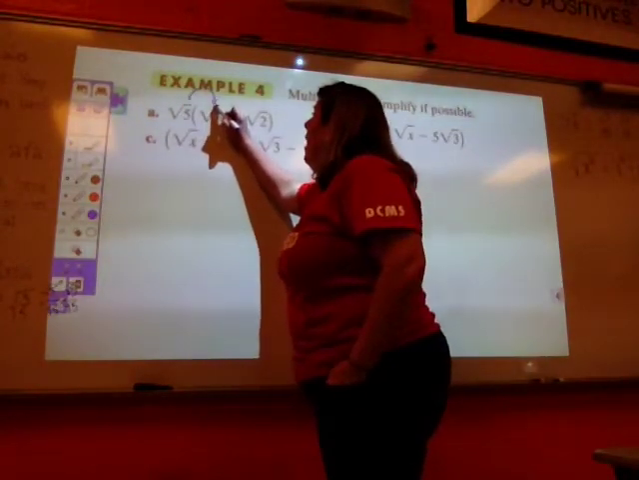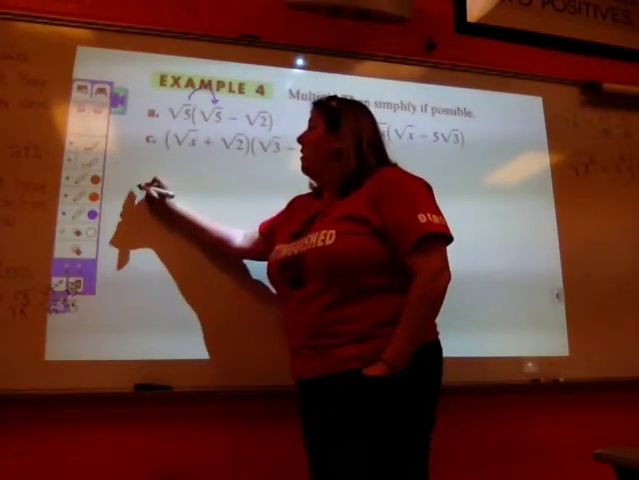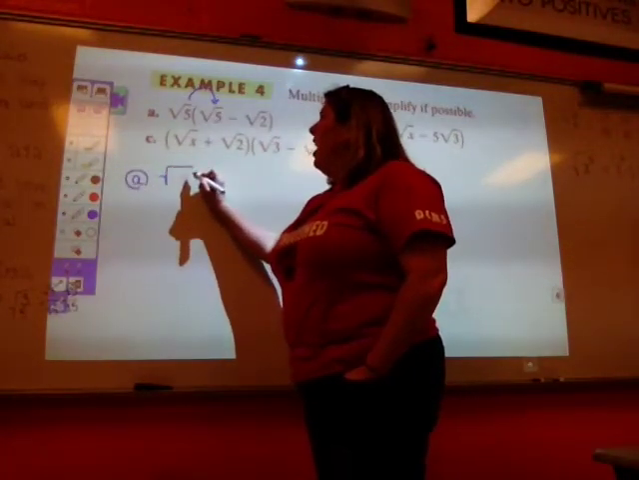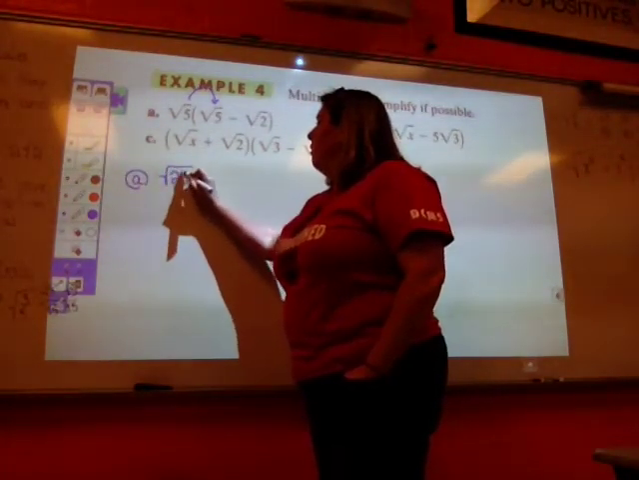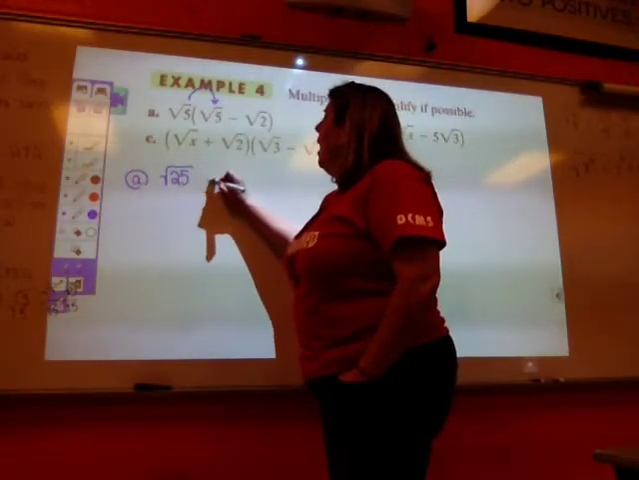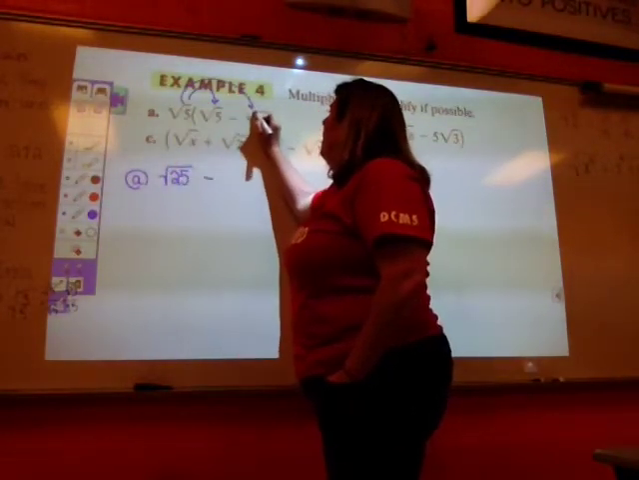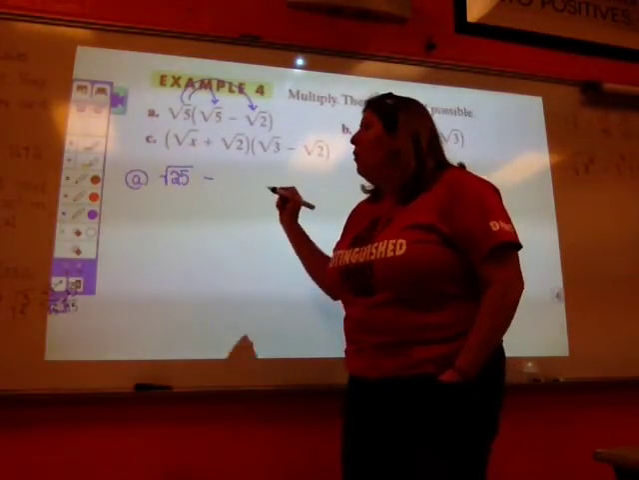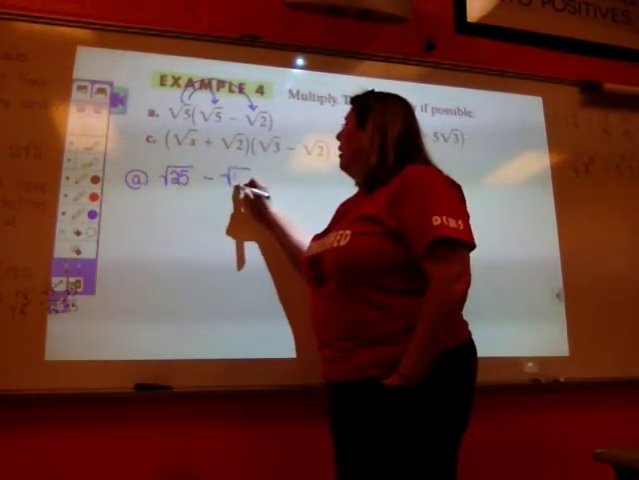I can go the square root of 5 times the square root of 5 is going to get me what? Square root of 25. And then minus the square root of 5 times the square root of 2, which is going to get me square root of 10.